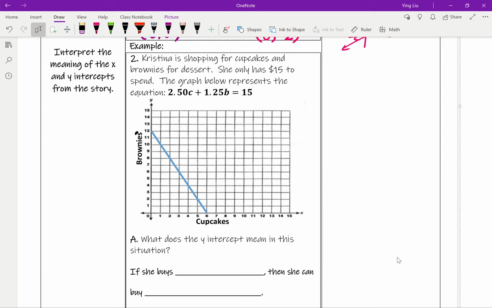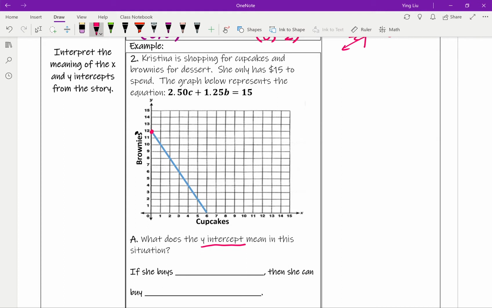The equation is 2.50c plus 1.25b equals 15. And we have a graph here. The first question is, what does the y-intercept mean in this situation? So let's first find the y-intercept. Okay, so the y-intercept's right here. So what does that tell us?